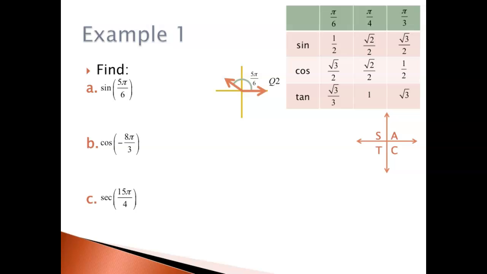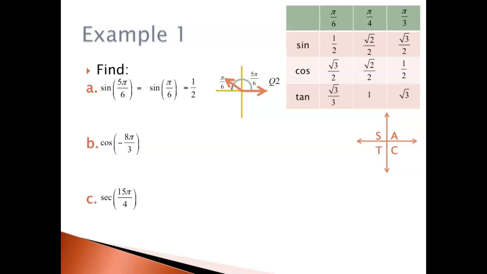So that tells us information about whether that answer is going to be positive or negative. But now we also need to know the reference angle. So the reference angle, that's this angle right here, that's going to be pi over 6. So now we know we want to look in our chart for sine of pi over 6, and then we take a look at our diagram here. All Students Take Calculus. In quadrant 2, S stands for sine, so sine is positive in quadrant 2. So our answer for sine of pi over 6 is going to be just 1/2.